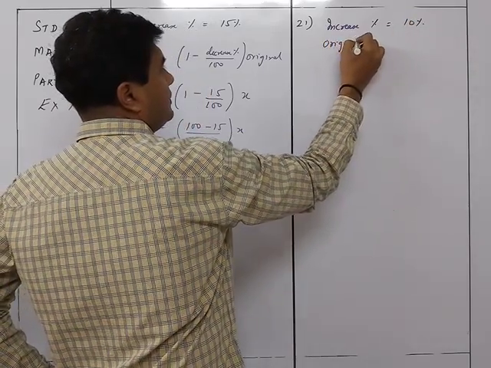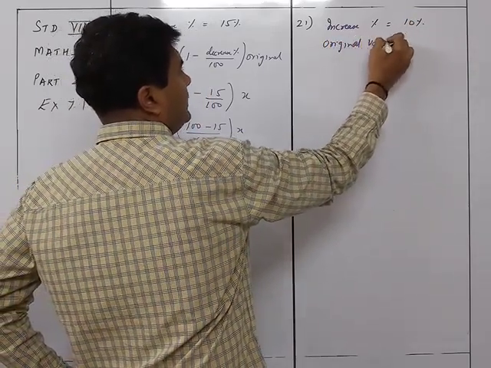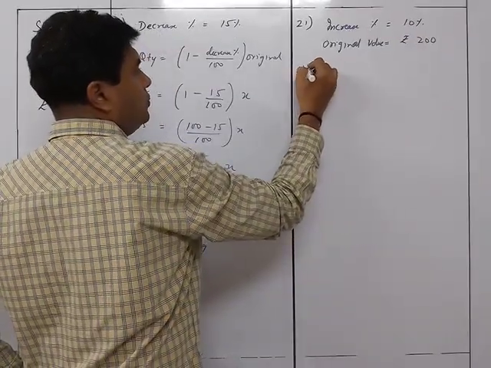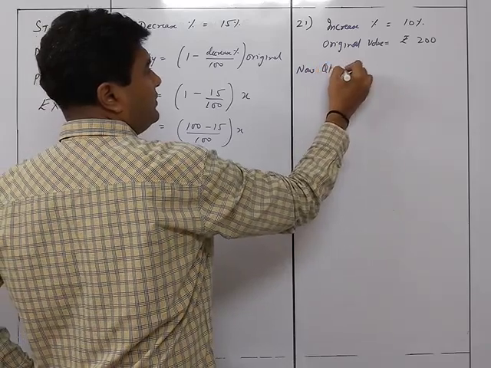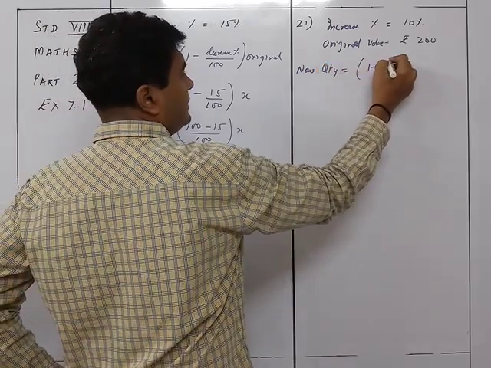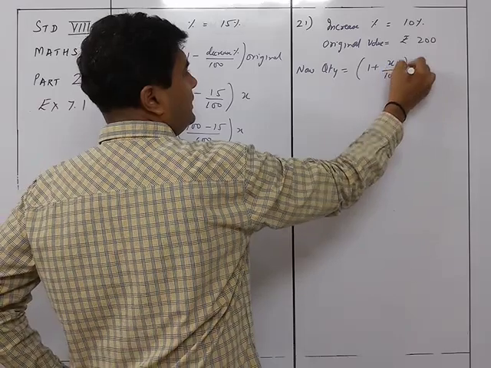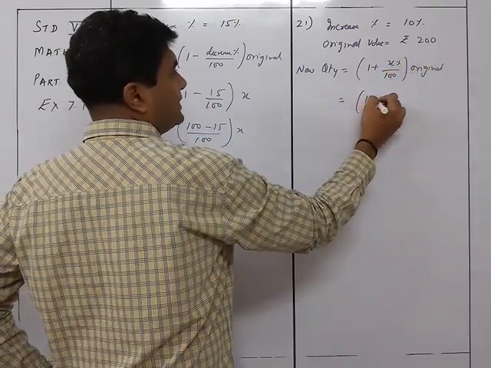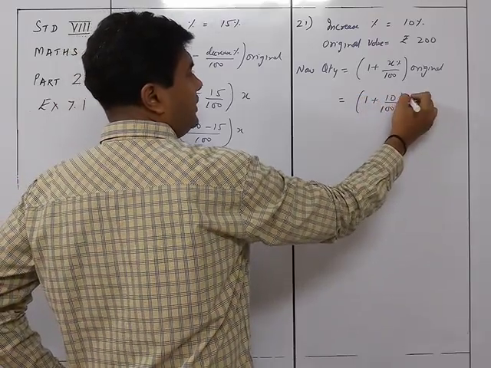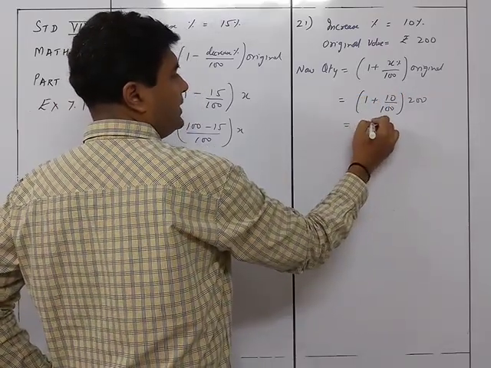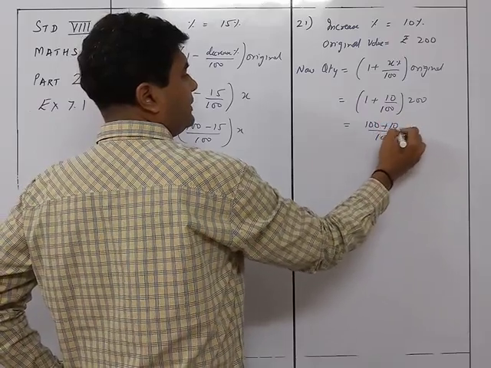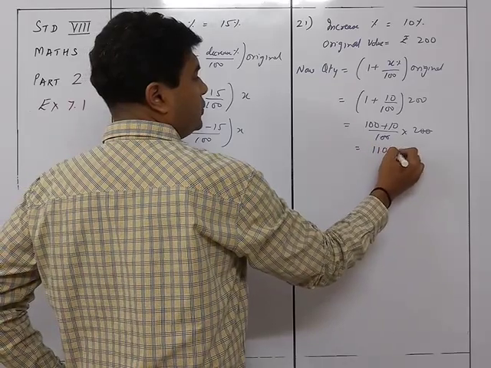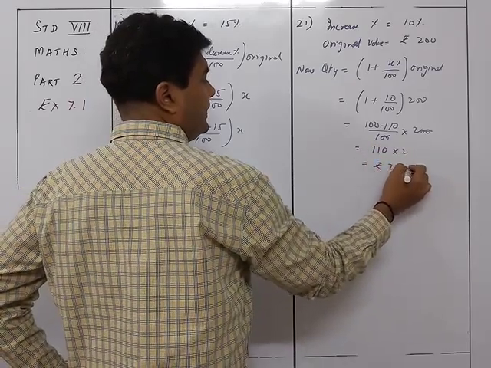Original value is equal to rupees 200. So new quantity is equal to 1 plus x% upon 100 into original. So that is 1 plus 10 upon 100 into 200. That is 100 plus 10 upon 100 into 200. 110 into 2 is equal to rupees 220.